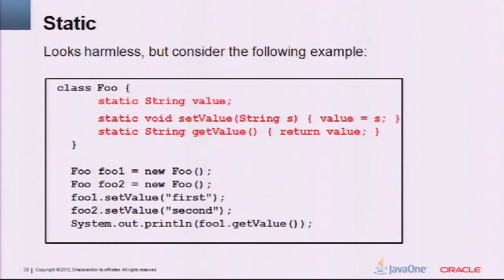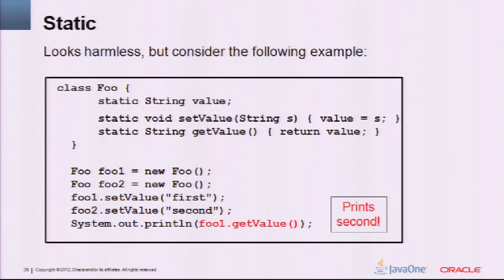Now, if someone starts calling this with an instance variable of the class, like foo1 equals new Foo, foo2 equals new Foo, and then he calls foo1.setValue("first"), foo2.setValue("second"), and then calls foo1.getValue, he's probably expecting that it's going to return first. However, since it's a static member and those are static methods, you get second, right? Because value is set to second. So you might just be surprised by what you get back.